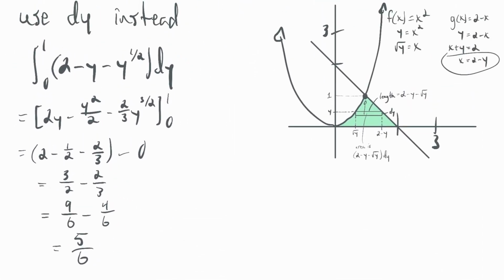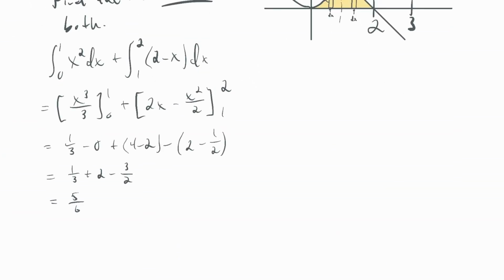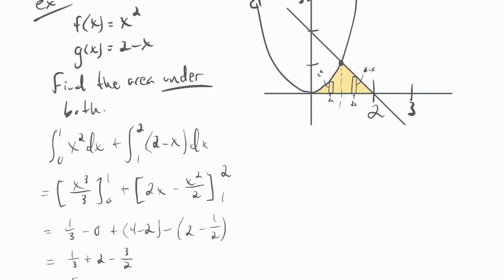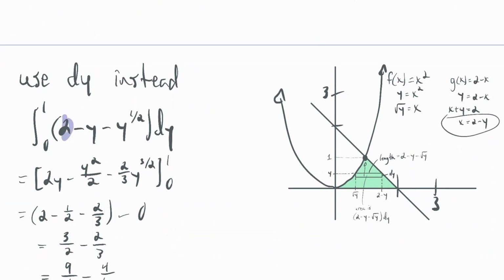So sometimes this is easier. You'll notice this one, there's only one integral. This one required 2 separate integrals, 2 antiderivatives. Ultimately, it was 3 terms that we had to deal with, right? There are 3 terms. Here's also 3 terms. So did it really save us?